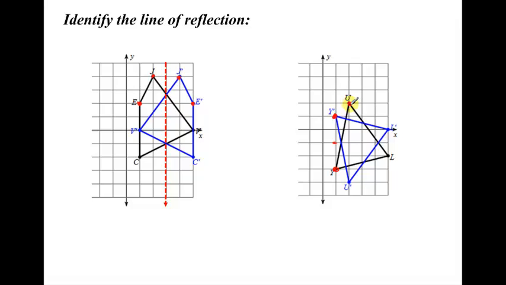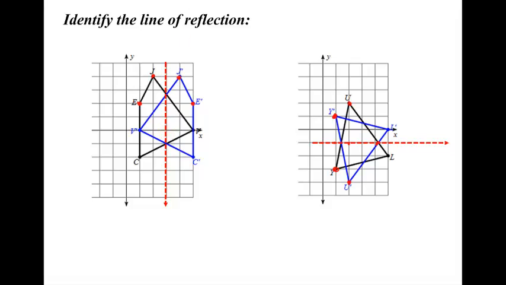Here's U, and U prime's down here. So go halfway between U and U prime. You're right there. Looks like that's a line on the mirror. Let's draw this in. There we go. So it's a horizontal one. So those are the 2 lines of reflection.